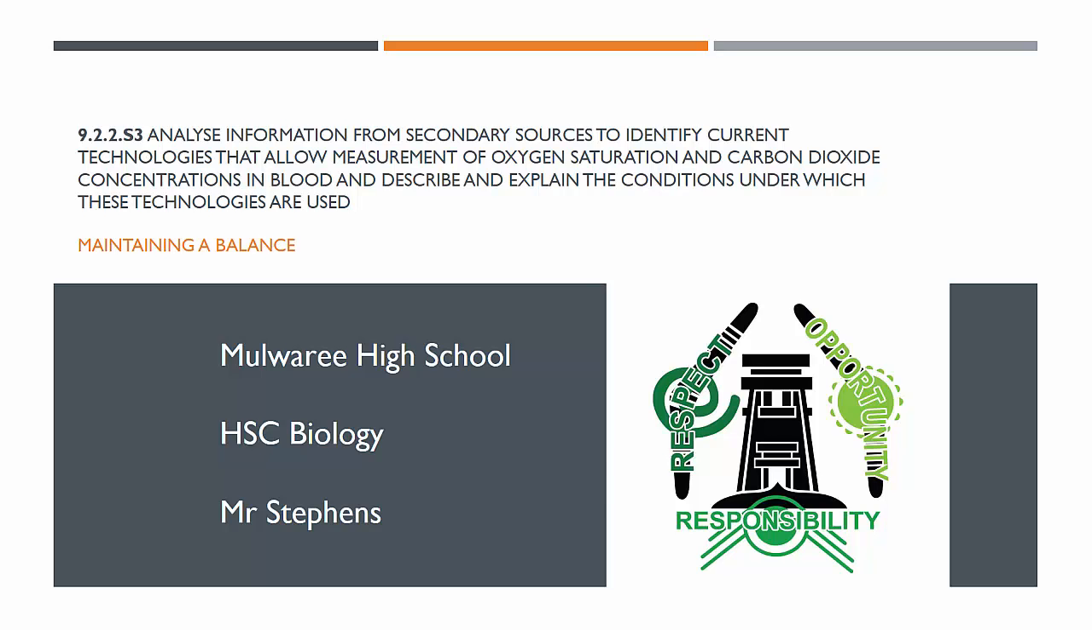Today we are looking at 9.2.2.S3, analyse information from secondary sources to identify current technologies that allow measurement of oxygen saturation and carbon dioxide concentrations in blood, and describe and explain the conditions under which these technologies are used.